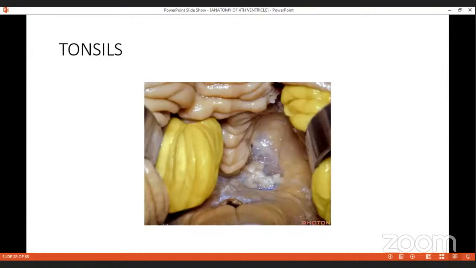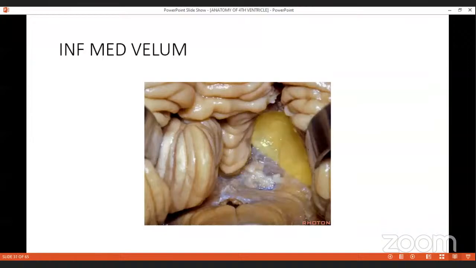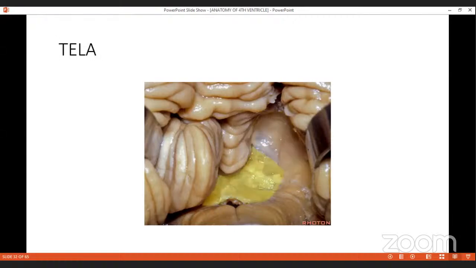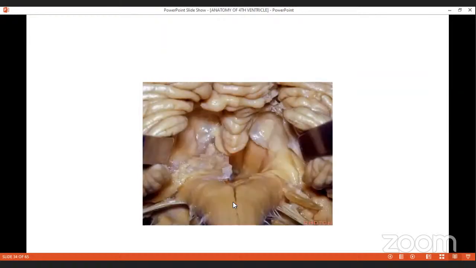These are the cerebellar tonsils. The cerebellar tonsil on this side has been retracted with a retractor. This is the midline cerebellar structure, the uvula. Here, this is the inferior medullary vellum, and inferior to the inferior medullary vellum would be the tela choroidea with the choroid plexus within it. So these two structures together, the inferior medullary vellum and the tela choroidea with the choroid plexus, form the roof of the fourth ventricle. And here you could see the opening, which is the foramen of Magendie.